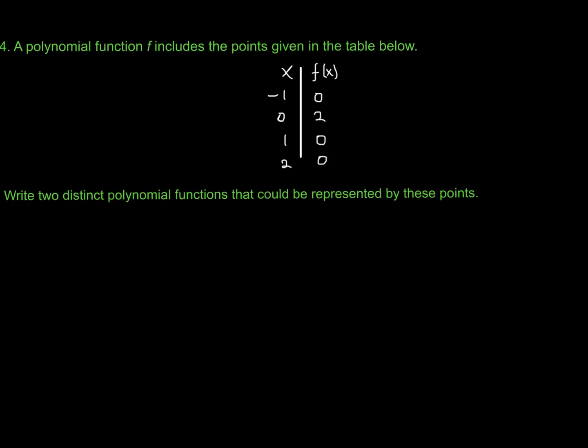So this polynomial function f includes the points given in the table below, and we want to write two distinct polynomial functions that could be represented by these points. Now, what I encourage you to do is go back. You've already looked at this problem before. Take a look at it again now and see if there is anything that you would like to redo or recalibrate about the way that you went about doing this problem, and rework it again, recreating your two distinct polynomials. That way you have some ideas before we get into it.